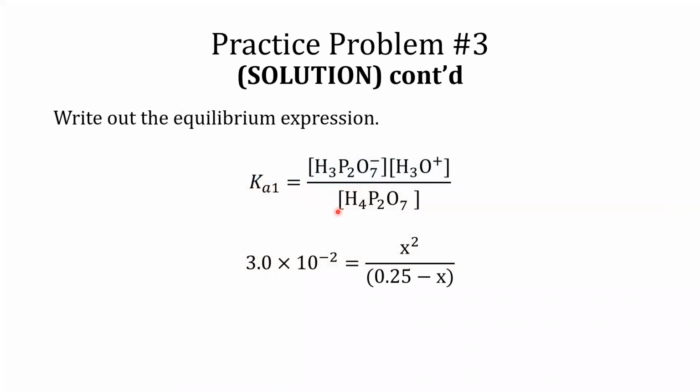The equilibrium expression is written out where K1 equals the concentration of trihydrogen diphosphate ion times hydronium ion divided by the concentration of H4P2O7, or pyrophosphoric acid. If one plugs in the numbers, 3.0 times 10 to the minus 2 equals X squared divided by (0.25 minus X).